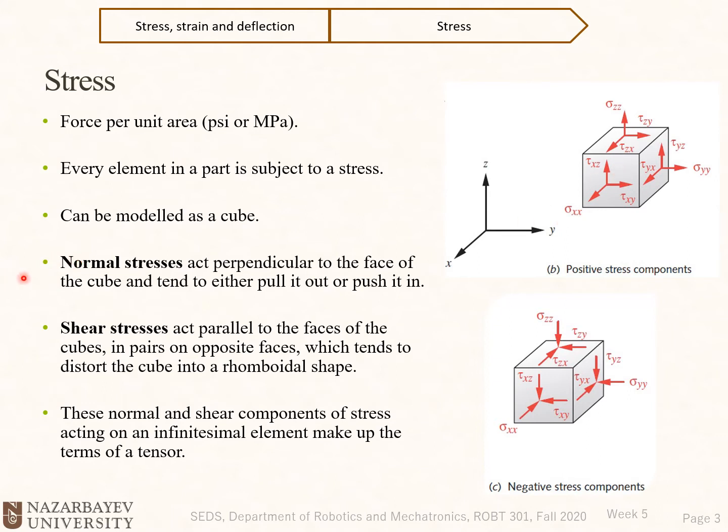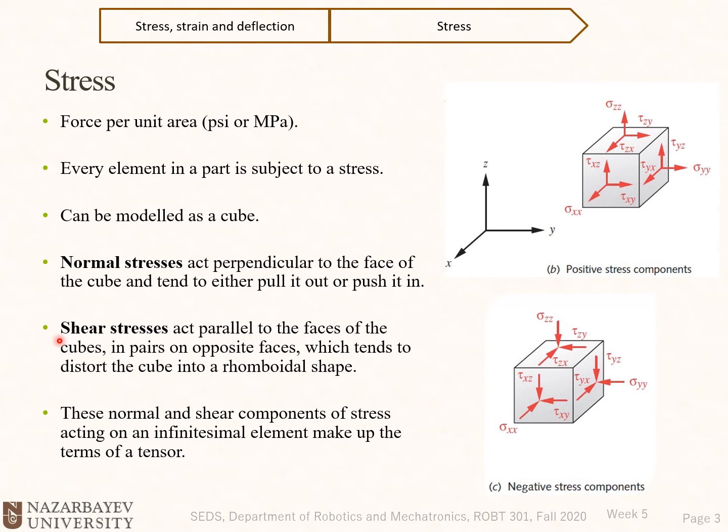Normal stresses act perpendicular to the faces of the cube and tend to either pull it out or push it in. So here, sigma xx, sigma yy, and sigma zz are all normal stresses, and they are either compressive or tensile. They either pull it out or push it in.